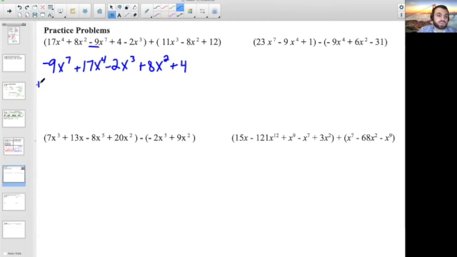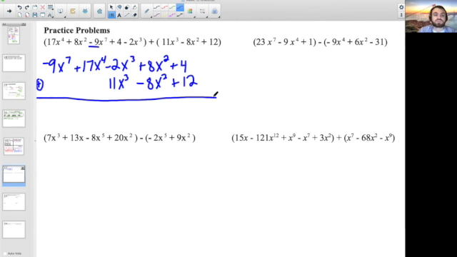So again, make sure you do your plus and circle it to indicate you're adding. Okay, then this 11x cubed, this negative 8x squared, and this 12. All right, so negative 9x to the 7th minus no x to the 7th is this. 17x to the 4th minus no x to the 4th. Negative 2 plus 11, that would be 9x cubed. Negative 8 and plus 8, those cancel. And 4 plus 12, that would be 16.